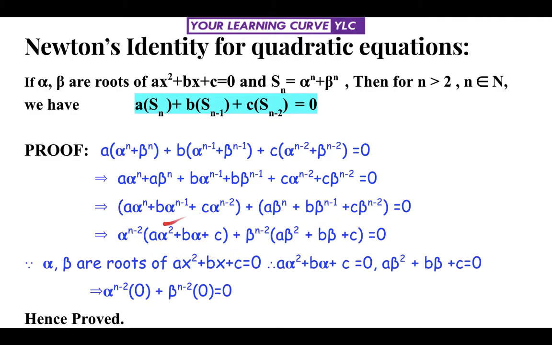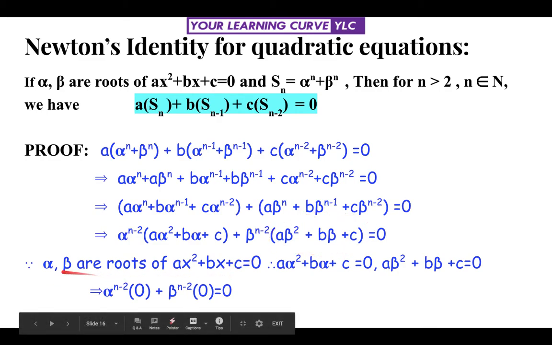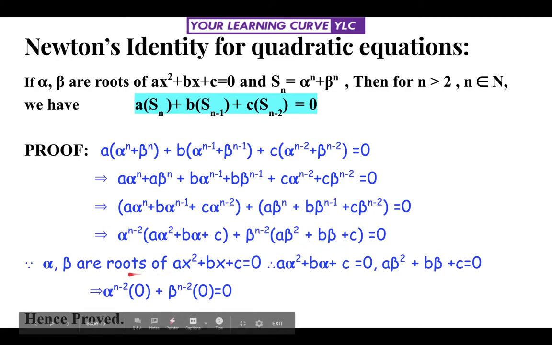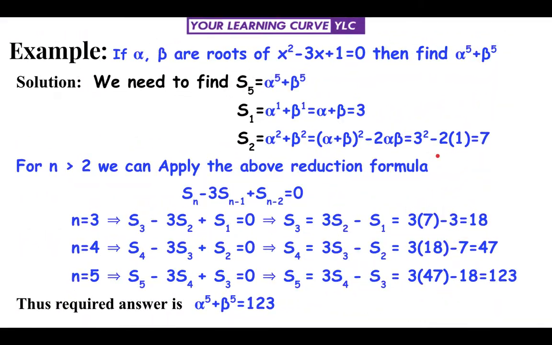This number we know is equal to 0. This number is equal to 0. Similarly, this number is equal to 0. We have already discussed alpha beta are roots of these equations. So, a alpha square plus b alpha plus c is equal to 0 and a beta square plus b beta plus c is equal to 0. Therefore, this relation alpha to the power n minus 2 into 0 plus beta to the power n minus 2 into 0 is equal to 0. Hence, proved.